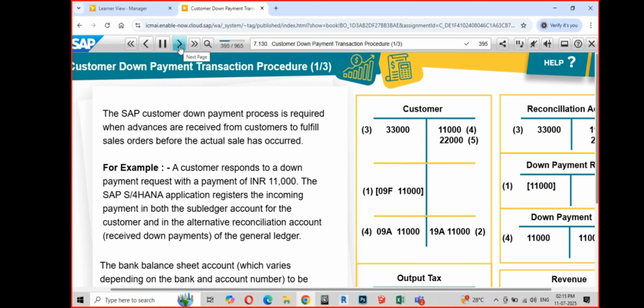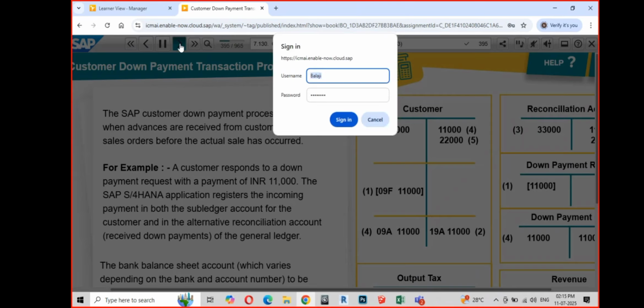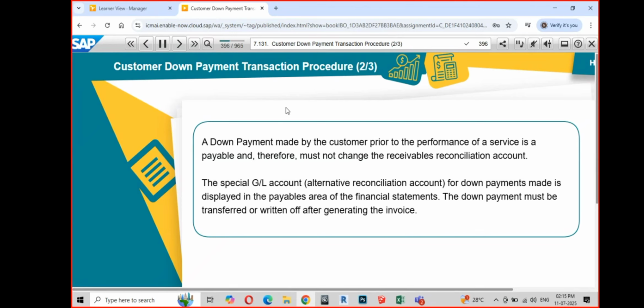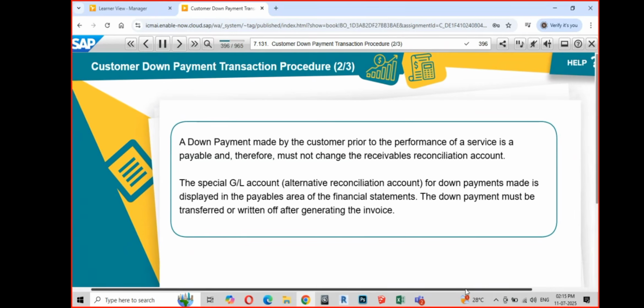In case of a vendor, you pay the advance, you make the payment in advance, and he supplies the raw materials later. Clear? So he has explained what a down payment is. A down payment is made by the customer prior to the performance of the sales service. Even before you have sold, the down payment starts.